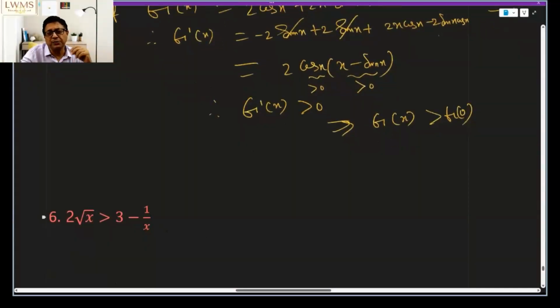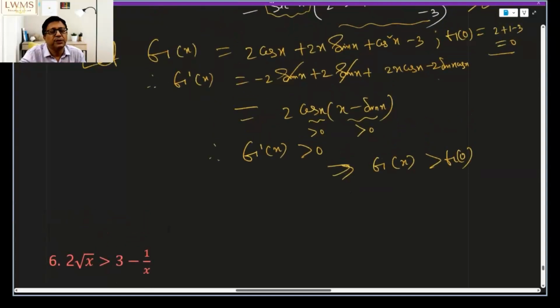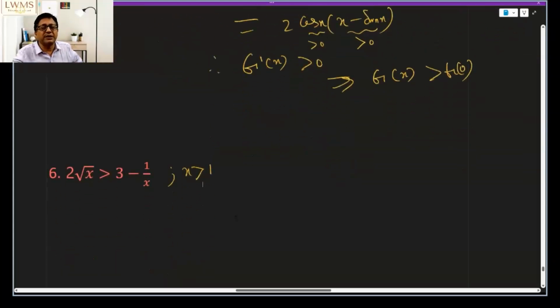Understand the concept? Step by step, you go back again if required. Do this one. This is for you only, exclusively for you. 2 root x greater than 3 minus 1 by x for x greater than 1. Prove this. After getting this, people will think that RMO mathematics, AMGM inequality, maximum minima, so many things. But increasing decreasing concept will tell you very nicely, very quick. Just do it. This is for x greater than 1.